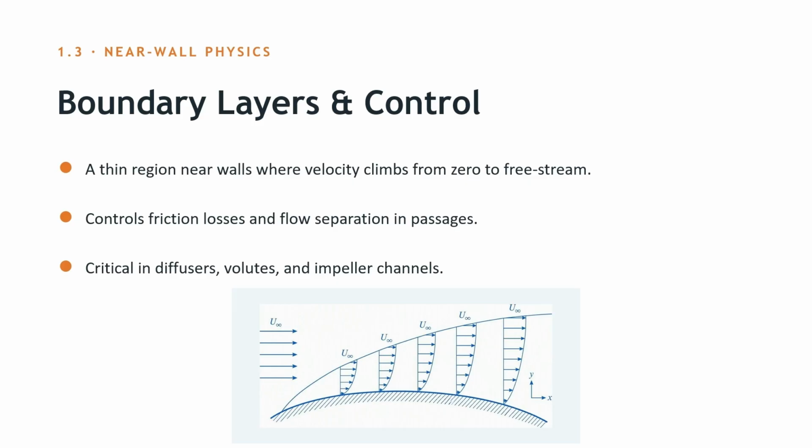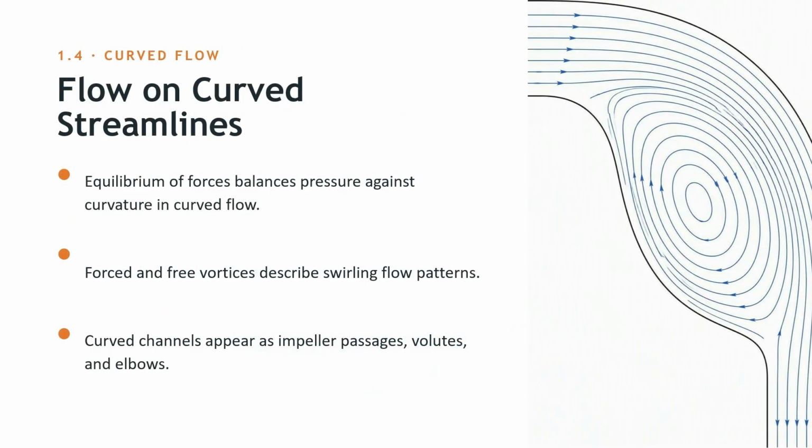Curved streamlines and vortices. In pumps, flow almost never moves in straight lines. Impeller blades, volute casings, elbows, they all force the fluid along curved streamlines. Understanding equilibrium of forces in curved flow and the difference between forced vortices, driven by rotation, and free vortices helps us interpret secondary flows, recirculation zones, and swirl patterns. These effects show up in uneven velocity distributions at the pump outlet, additional hydraulic forces on the impeller, and flow non-uniformities that later become vibration or noise, pressure losses.